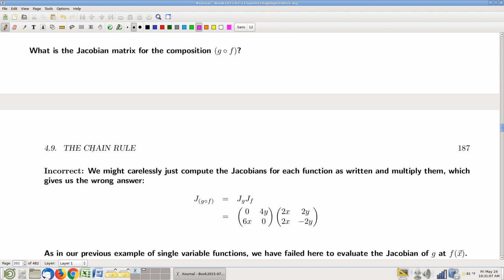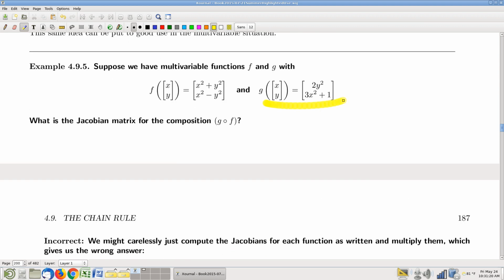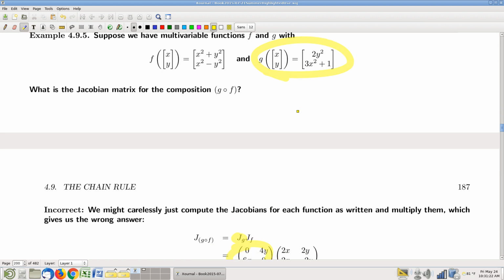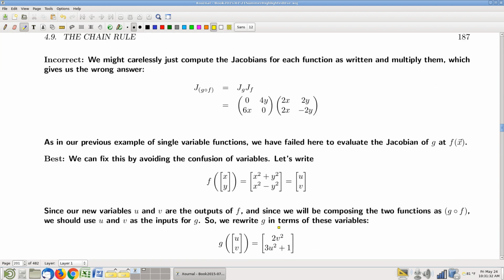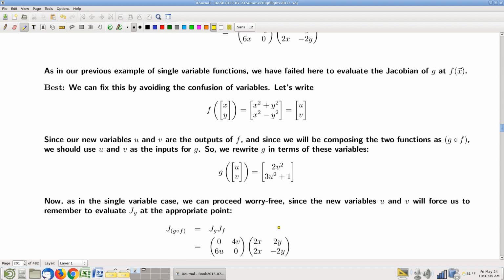Before I'm getting ahead of myself, look at what would have happened if we had been sloppy about this, if I just wrote product of the Jacobians, right? Just naively write down the Jacobian of g as that. Based on that, I've confused my variables and my answer is wildly wrong. Okay. So let's avoid the problem.